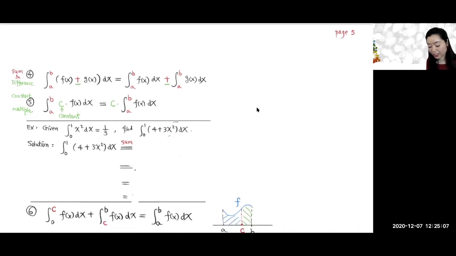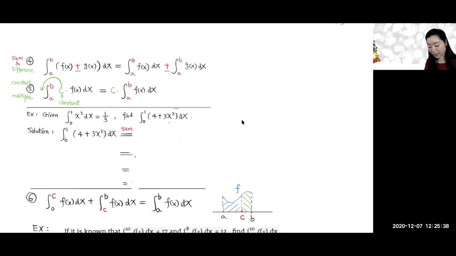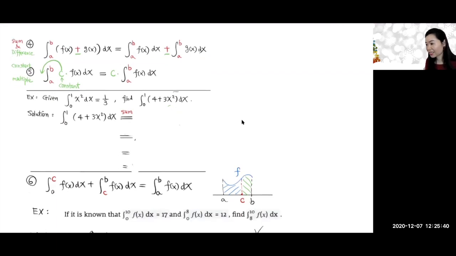Okay, another one is the constant multiple rule. So if you have a constant times this continuous function, and you integrate this from a to b, you can actually bring out this constant in front of the integral. So you will get c in front of the integral. So c times this integral.